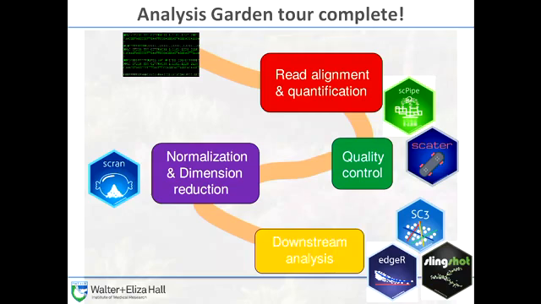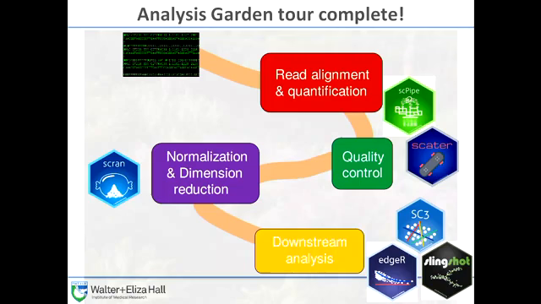So that's it. That's our tour of the analysis garden. Pete started you off with the raw data. That's some of the platforms in the history of where we came from leading up to single-cell RNA-seq analysis, and where we are now with the platforms. He took you through read alignment, quantification, quality control, and pointed out some of the tools that we commonly use to do these sorts of analyses.